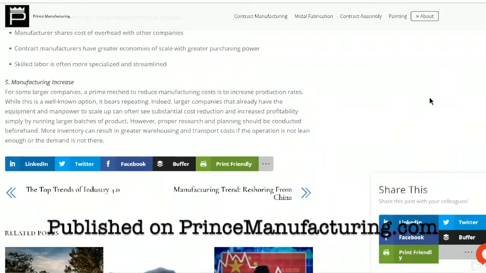However, proper research and planning should be conducted beforehand. More inventory can result in greater warehousing and transport costs if the operation is not lean enough or the demand is not there.